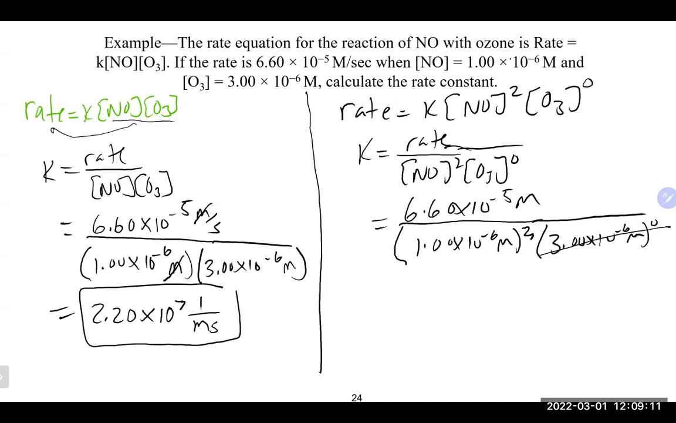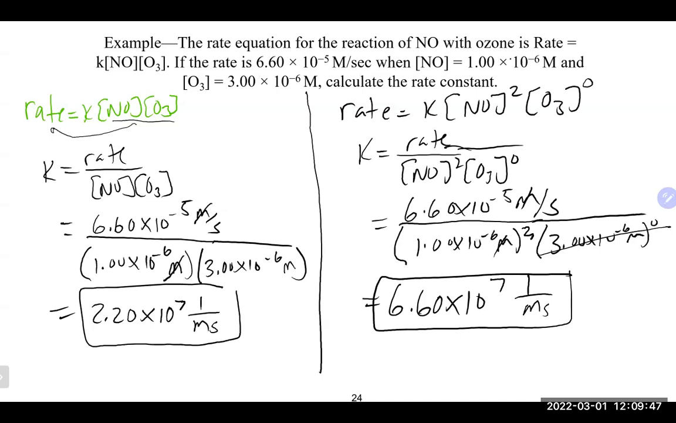And in this particular case, we would need to take 6.6 times 10 to the minus 5 divided by 1 times 10 to the minus 6, and we would need to square it. This would give us 6.6 times 10 to the 7 as well, with units of 1 over molar seconds as well. Again, we would get molarity squared on the bottom, and we lose 1 from the top, and we would be left with 1 over molar second.